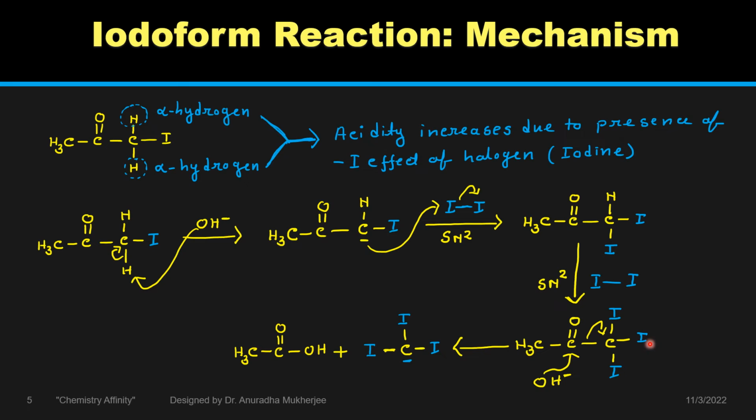Now CI3 is a very good leaving group. So that's why carbon-carbon bond breaks and it releases as a CI3 minus. Now OH minus attacks the electrophilic carbon. So we get acetic acid and CI3 minus. Now acetic acid releases H plus in presence of base, and now this H plus gets attacked by CI3 minus, and the final product is CHI3 and CH3COO minus.